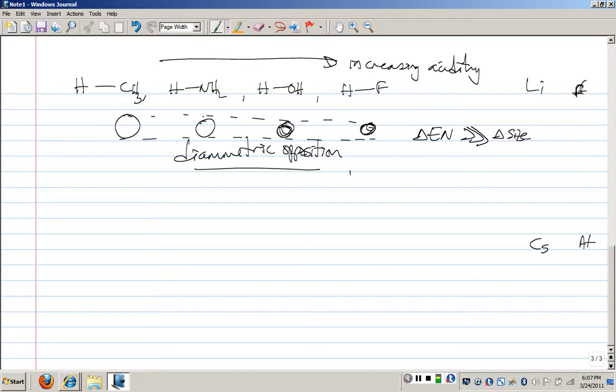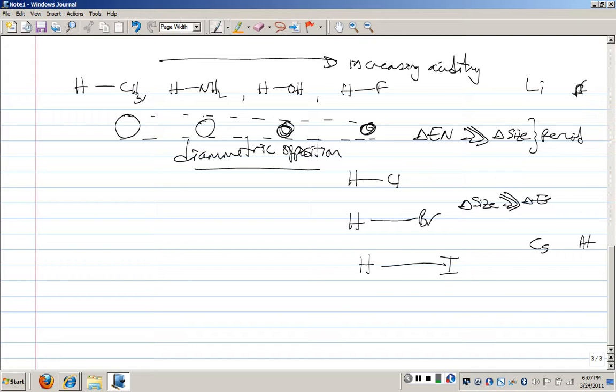On the other hand, if I'm going down a group, so I'm considering HF, HCl, HBr, and HI, here the change in size is much greater than the change in electronegativity. So going down a group, the change in size is much, much greater than the change in electronegativity. So size is the dominant argument.